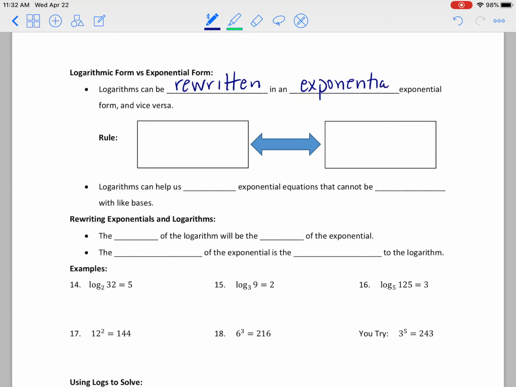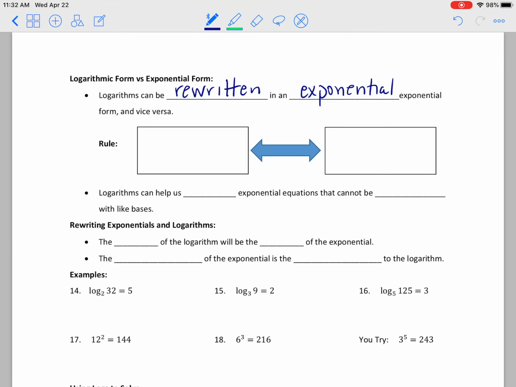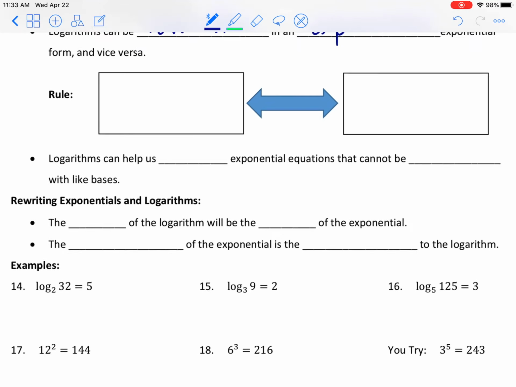Now I want you to see a little more of the connection between the logs and the exponentials. Any logarithm can be rewritten in an equivalent exponential form, and this should make sense. We said in the beginning, if we had log base 8 of 64 equal to 2, it's because 8 to the 2nd power was equal to 64. These are two equivalent ways to say the same thing. 8 squared makes 64. So we can go back and forth from a log form to an exponential form.